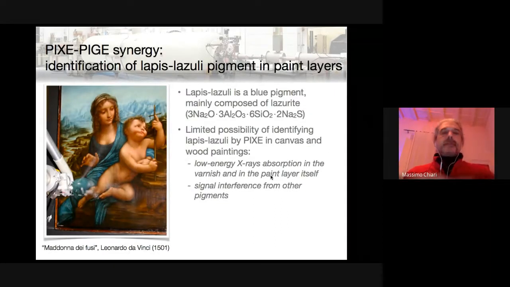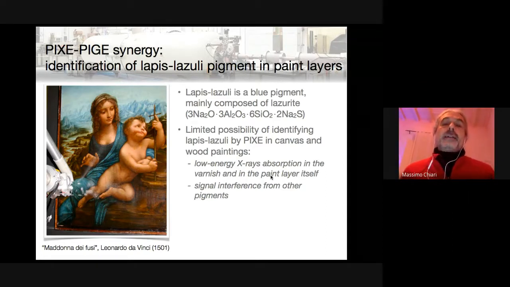Just an example: the identification of lapis lazuli pigment in paint layers. Lapis lazuli is a blue pigment made by lazurite, and it is a semi-precious stone. So the presence of this pigment in a painting means that there was also an effort in using it. So it was also an investment of money.